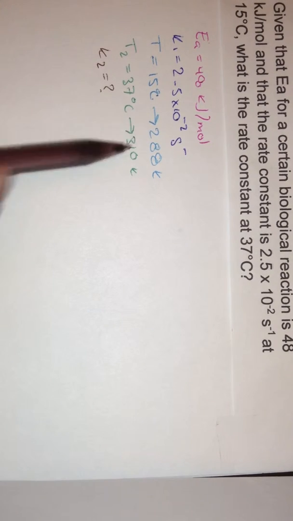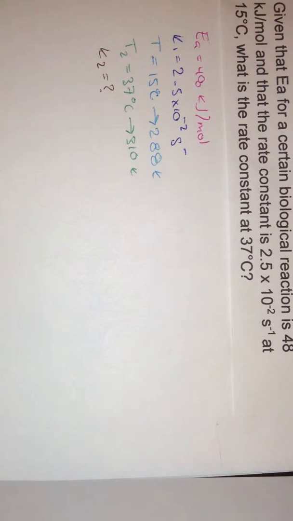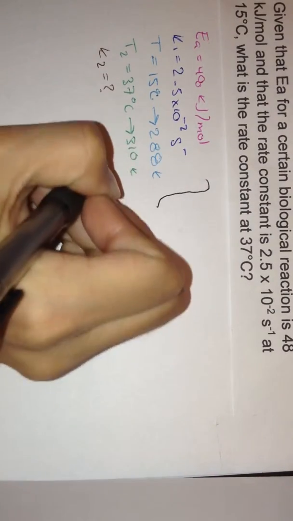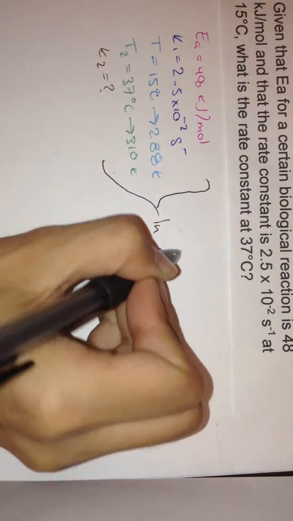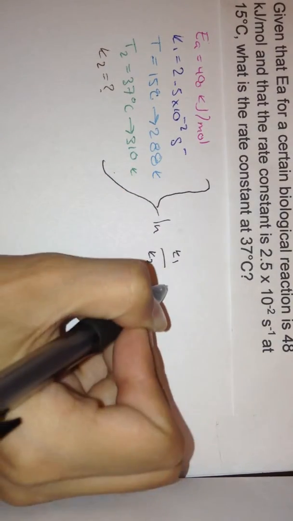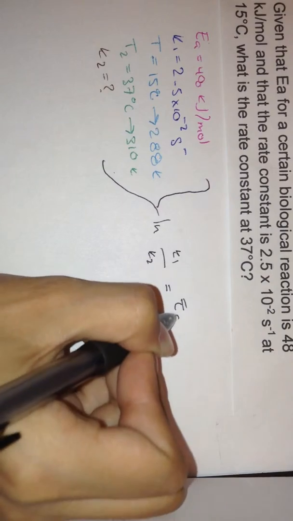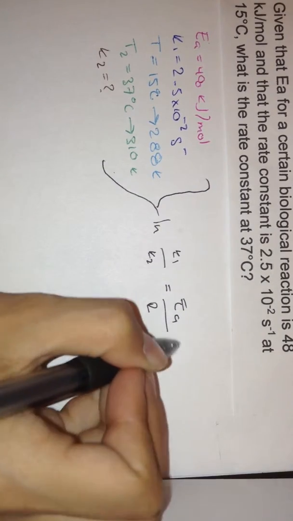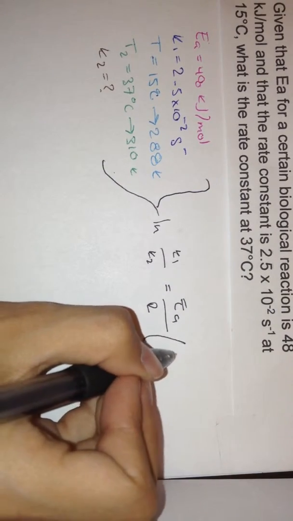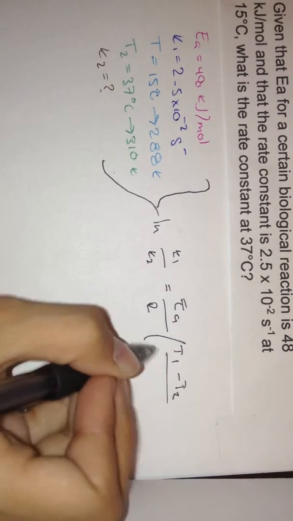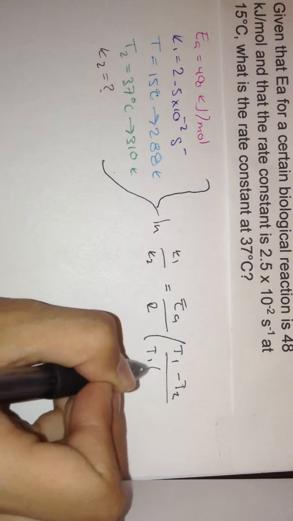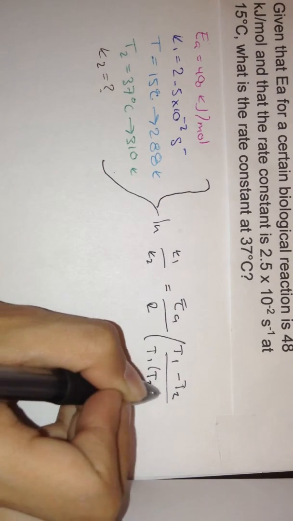Now the formula that relates two temperatures and two rates of the same reaction is: ln of K1 over K2 equals the activation energy over the gas constant, times the first temperature minus the second temperature over the first temperature times the second temperature.